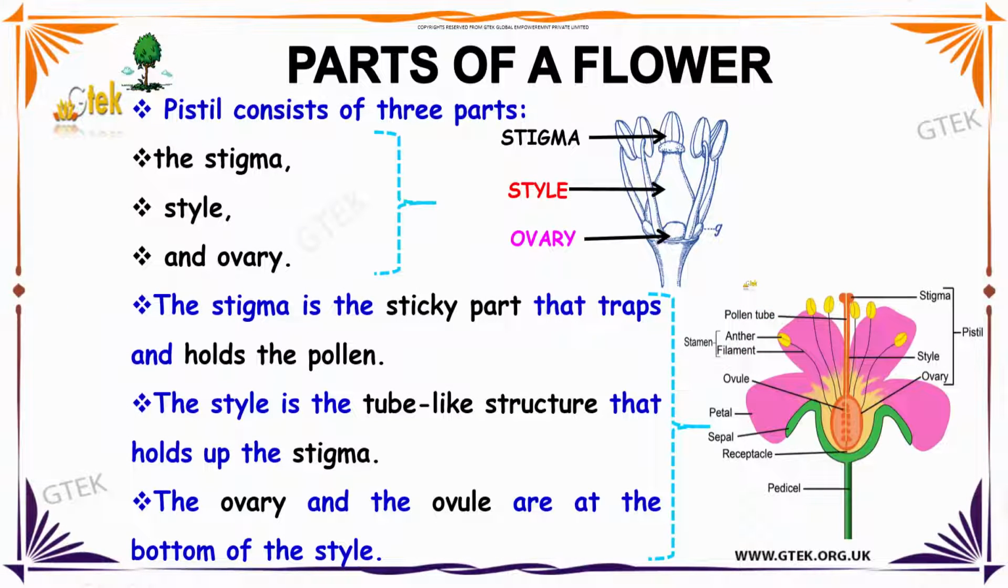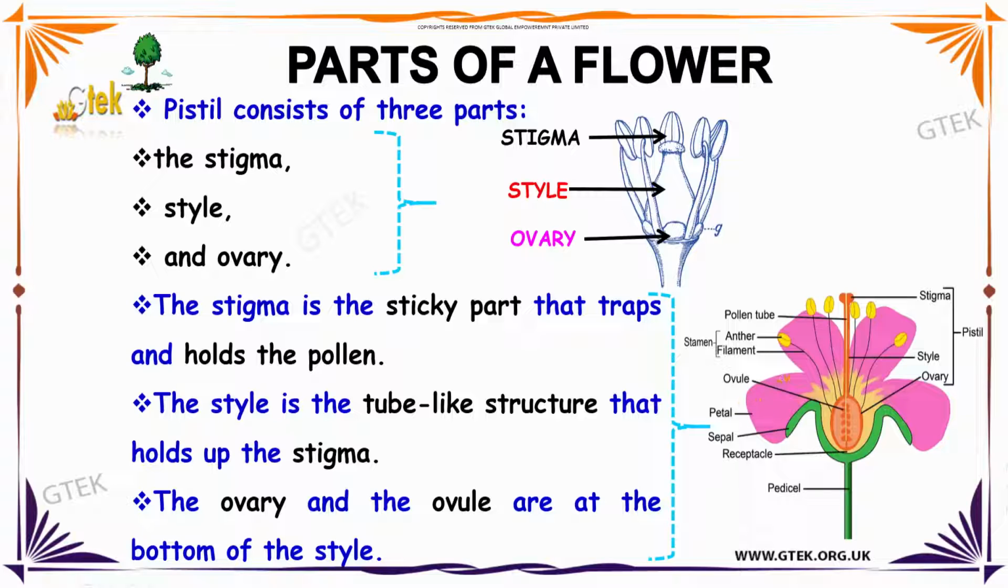Now let's see even more about the parts of a flower. Here the pistil consists of three parts, that is stigma, style and ovary. You can see it here. The stigma is the sticky point that traps and holds the pollen. The style is a tube-like structure that holds up the stigma. The ovary and the ovule are at the bottom of the style. You can see it here. This is the ovary. Inside, the ovule is present.